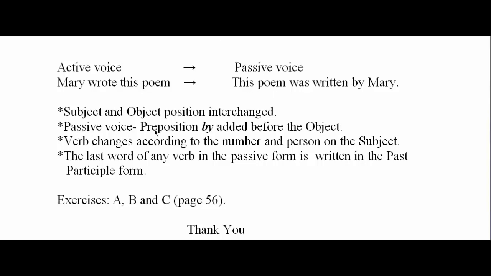Passive voice: preposition by added before the object. This is what I was talking about. In the passive voice, the preposition by is added in order to introduce an agent, Mary, which occupies the object position. Verb changes according to the number and person of the subject. We will have a slight correction here. This is supposed to be person, this is supposed to be of. There's a typing error there.